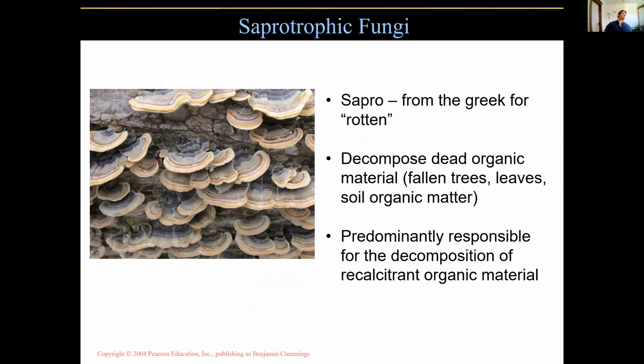And then going on to maybe the most commonly thought of fungi, saprophytic fungi. So sapro comes from the Greek word meaning rotten, and they decompose dead organic material like fallen trees, leaves, and soil organic matter. And they are predominantly responsible for the decomposition of recalcitrant organic material. We've discussed this before, so I'm not going to spend too much time on it, but that's really, really important. Because that is a role that these organisms can fill that many other microbes are unable to do.